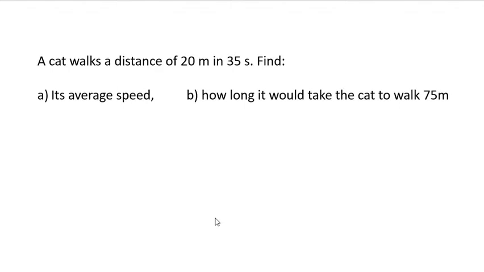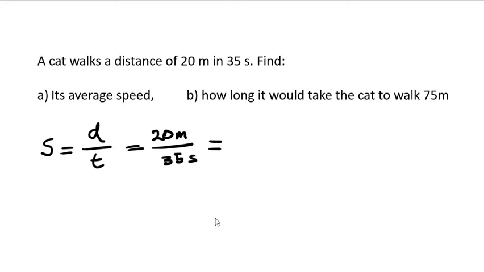We must always try to remind ourselves of our formula. Speed equals distance over time. Total distance over time taken. So in this case, it's going to be 20 meters divided by 35 seconds. In order to do this, we need to get a calculator out, right?